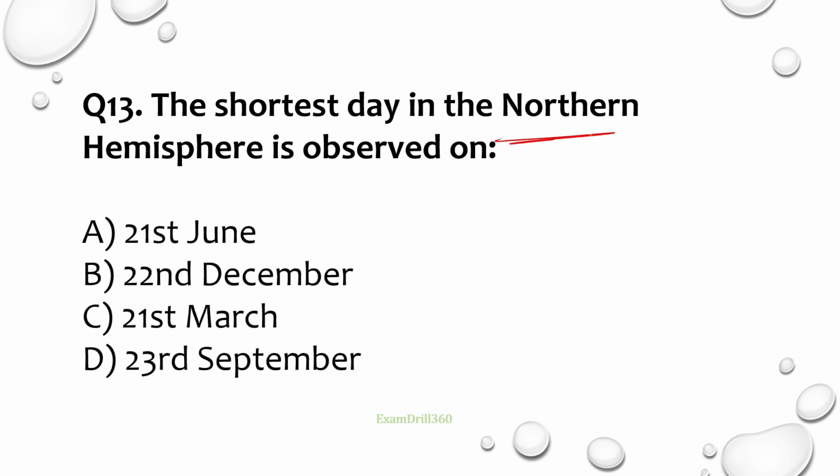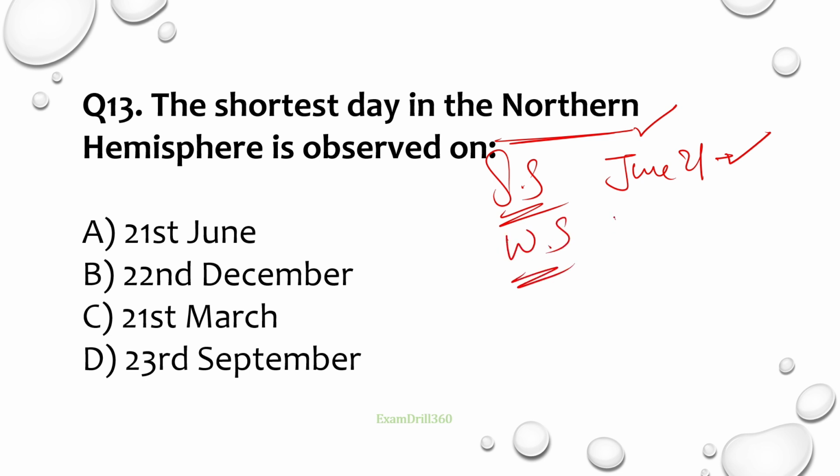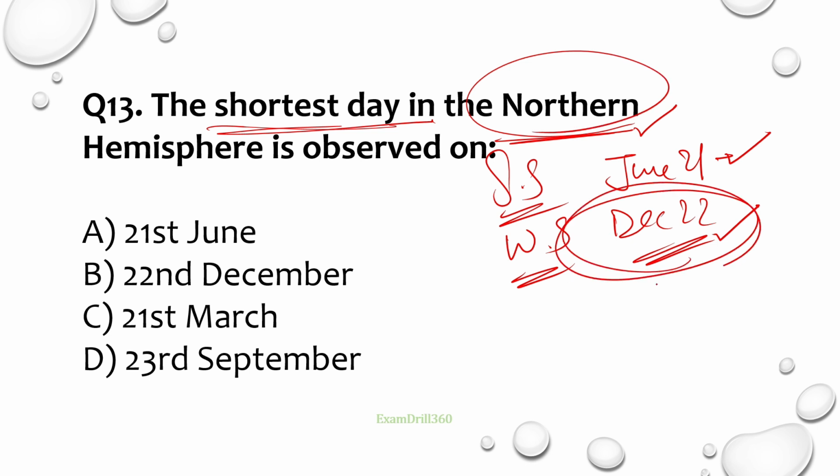Northern hemisphere it is asking. Northern hemisphere means June 21, which is the summer solstice. This one is having the longest day and shortest night. And in that way, the winter solstice, what is that? December 22. This is also the longest day and shortest night in the southern hemisphere. So it is asking about the shortest day in the northern hemisphere. This one only. If in the southern hemisphere on December 22 it is having the longest day, then in the northern hemisphere on that day it will be the shortest day. Clear?